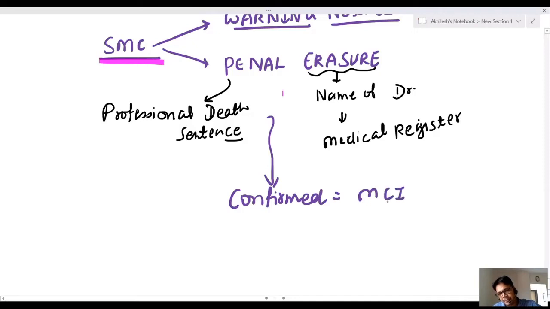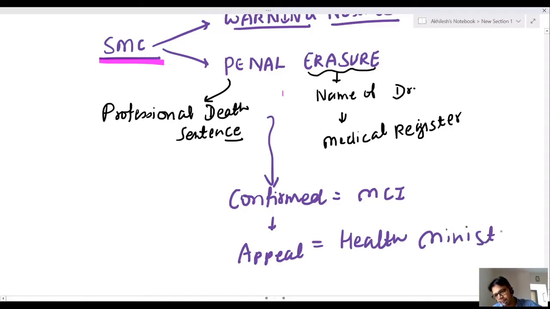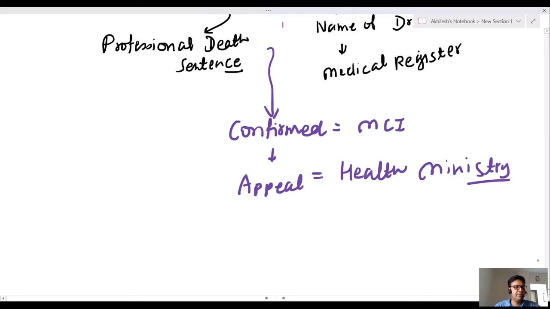confirmed by MCI, and you can appeal at the Health Ministry. This punishment is given by the State Medical Council. Yes, penal erasure is a punishment given by the State Medical Council. First thing done. It is confirmed by MCI and appealed at the Health Ministry. This is known as penal erasure.